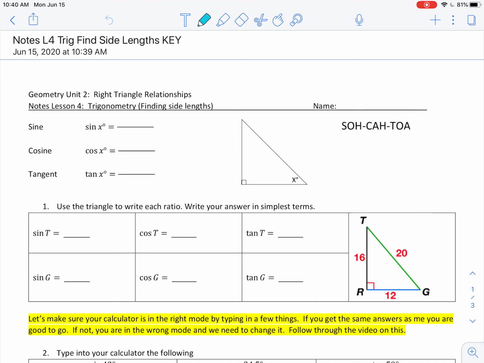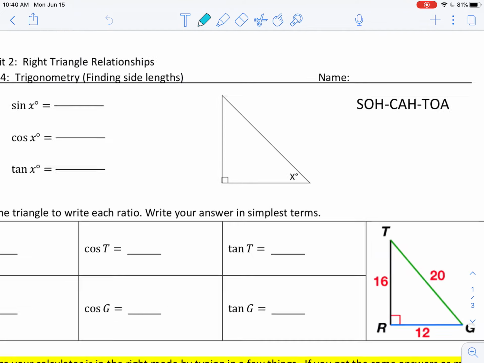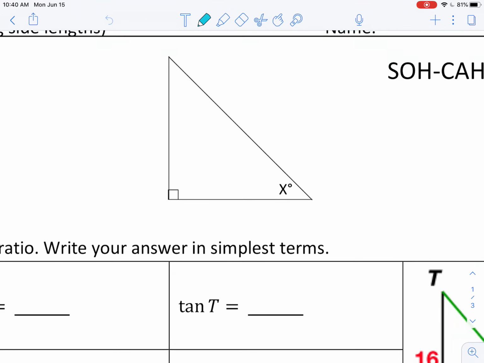Before we actually get to using the calculator, though, we need to talk about trigonometry, which is just this relationship that people found back in the day between angles and the sides in a right triangle. So I have a right triangle right here, and then there's an angle marked, which I have labeled X. So there's important parts to this.